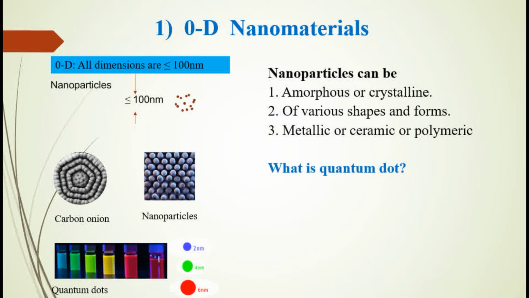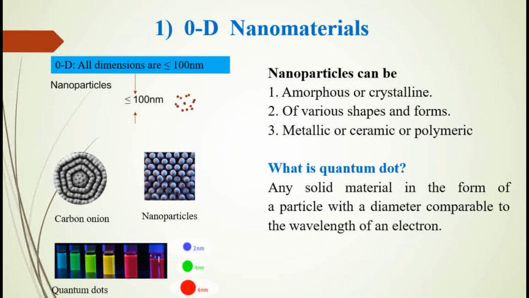What is a quantum dot? Any solid material in the form of a particle with a diameter comparable to the wavelength of the electron is a quantum dot. We can give an example, the CdSe particle.